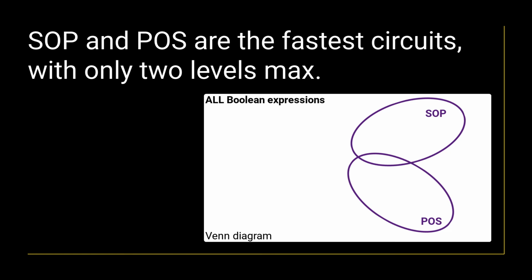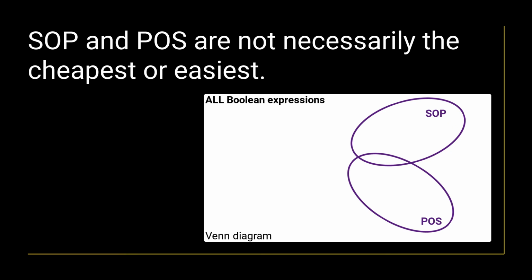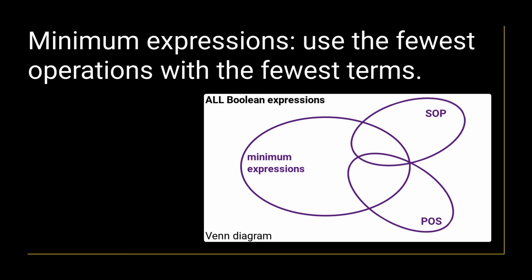SOP and POS circuits are going to be the fastest implementation of any Boolean expression, as they contain a maximum of 2 levels of logic gates for any signal to travel through. However, they are not necessarily going to be the lowest cost, or even the easiest, circuits to build for all applications. A minimized Boolean expression is a logical expression that uses the fewest possible operations with the fewest possible terms.